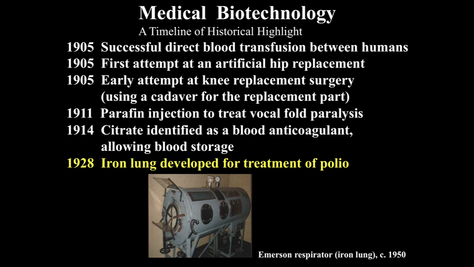1928, the iron lung was developed to treat polio. Today, as I mentioned in a previous lecture, polio in the United States is nearly extinct due to the polio vaccine. But in those days, it was rampant. And so the development of an artificial iron lung to keep people alive was certainly needed. And it was need, as you can see in all of these examples, which brings about innovation.